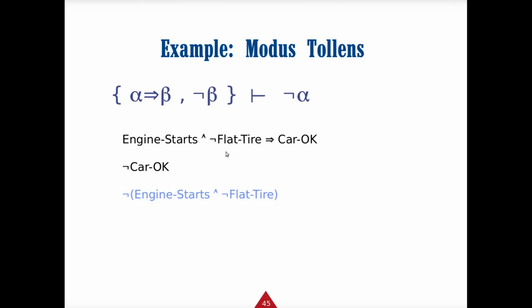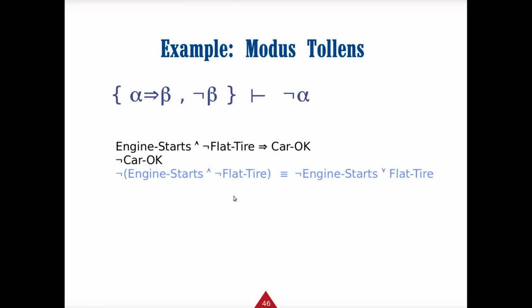And so it's basically the negative of this. So that my car's not okay is going to be the negative of this. It's basically saying, okay, my engine's not starting or I have a flat tire. And these two statements would be equivalent. So if I say my car's not okay, it means one of two things: that my engine's not starting or I have a flat tire.